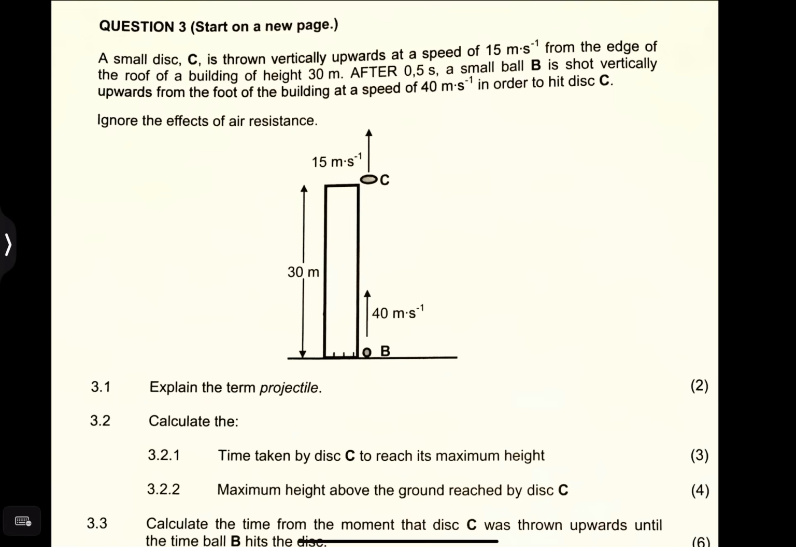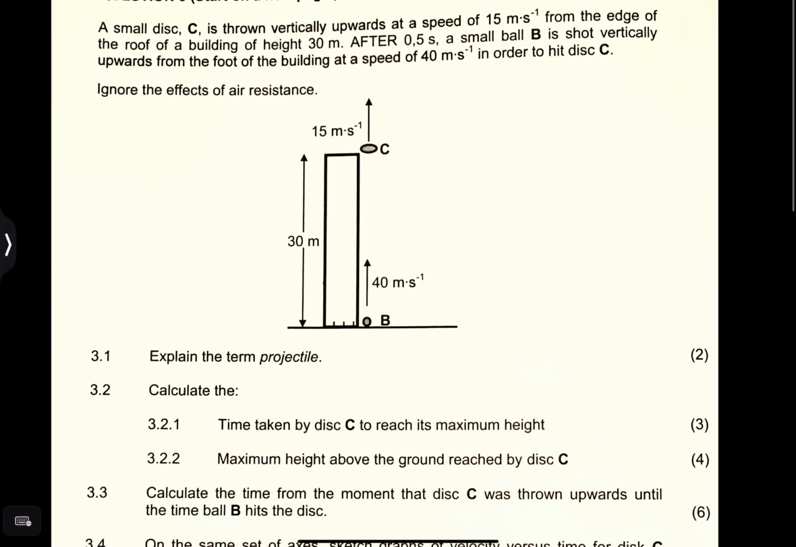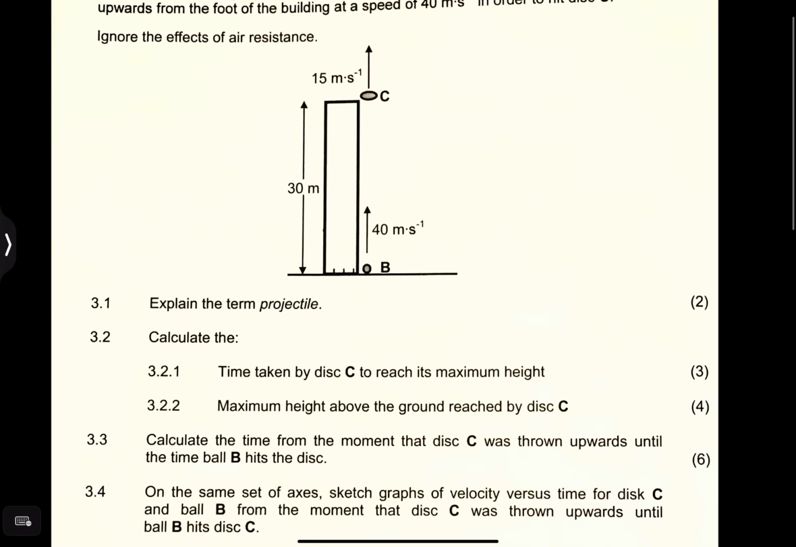Now, they say explain the term projectile. So we know that a projectile is something that moves in the air. Obviously we can also state that it's moving under the influence of gravitational force. And 3.2, they say calculate the time taken by disk C to reach its maximum height.